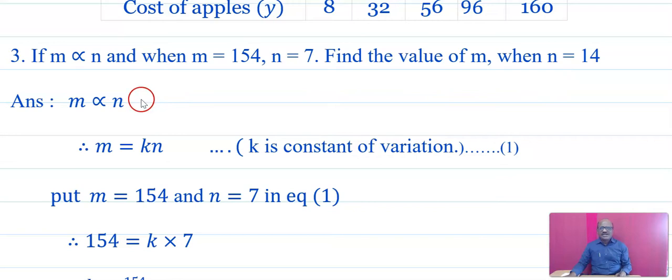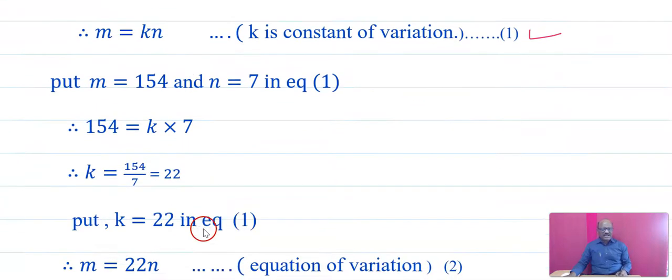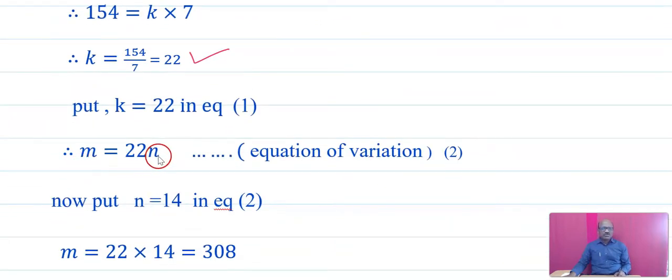Now here m is directly proportional to n. This is the statement. Next, therefore m is equal to kn, where k is called the constant of variation. This is equation number 1. Now see this here, the value of m is given. m is equal to 154 and n is equal to 7. Substitute here m is equal to 154, n is equal to 7, and then you will get k is equal to 154 upon 7, and that is equal to 22. Put k is equal to 22 in this equation, then you will get m is equal to 22n.